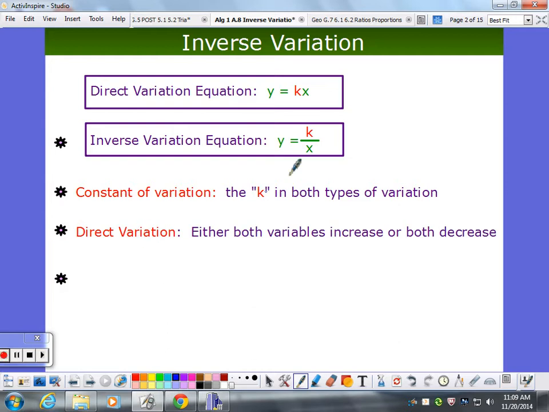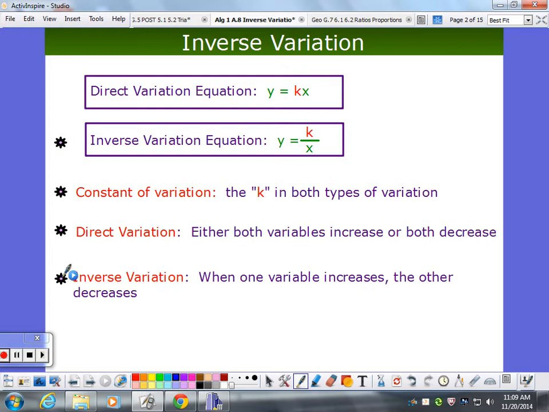Now in direct variation, if x gets bigger, so does y. If x gets smaller, so does y. Now inverse is the opposite direction. So if x gets bigger, y gets smaller.